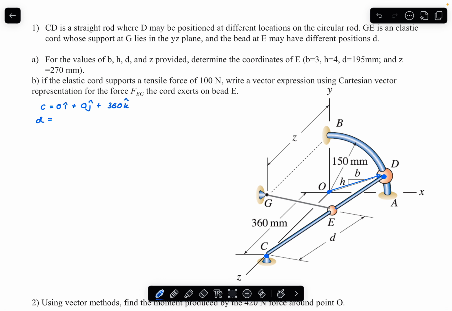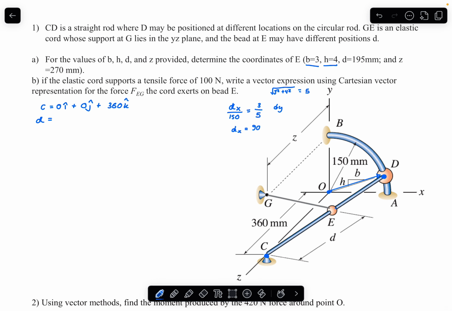We know that, but we don't know the X and the Y. So we're given B is 3 and H is 4. We can use similar triangles to figure out the X and Y coordinates. First, let's figure out the hypotenuse: 3 squared plus 4 squared, and if you put that into your calculator, you get 5. So using similar triangles, dx over 150, which is the hypotenuse, is equal to, let's find the x-axis first, 3 over 5. So dx is going to be equal to 90 through rearranging.